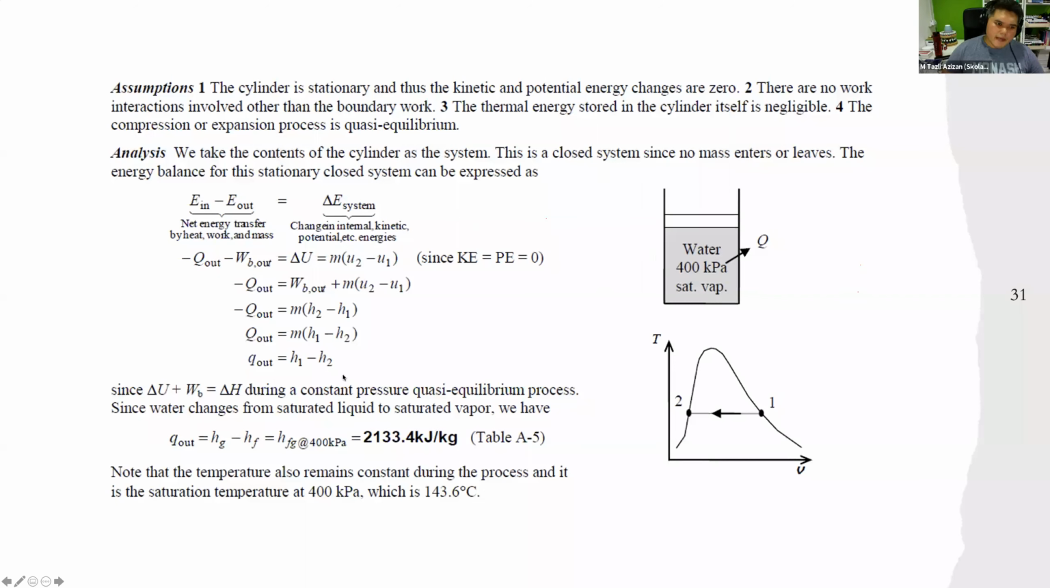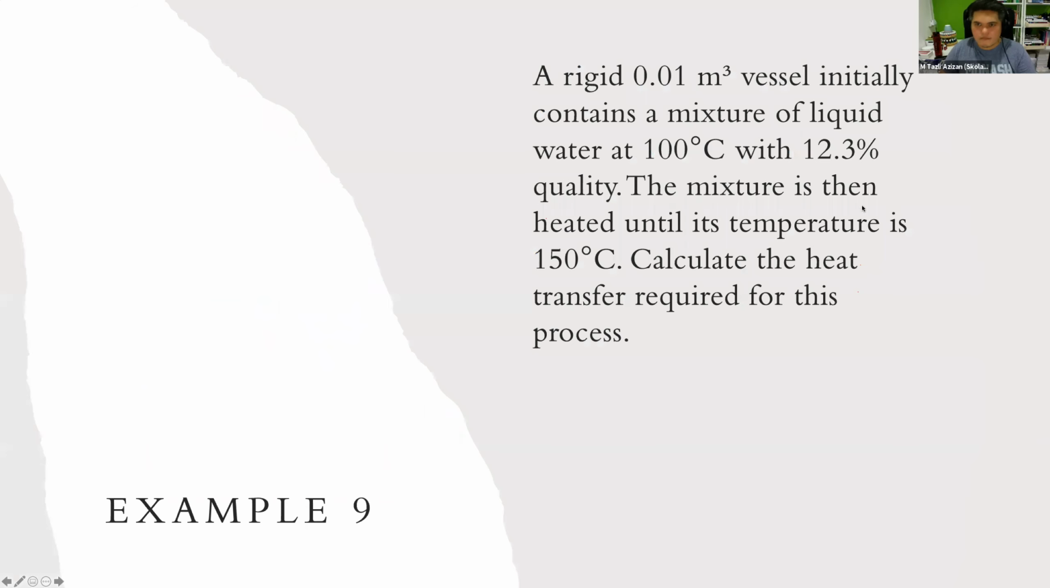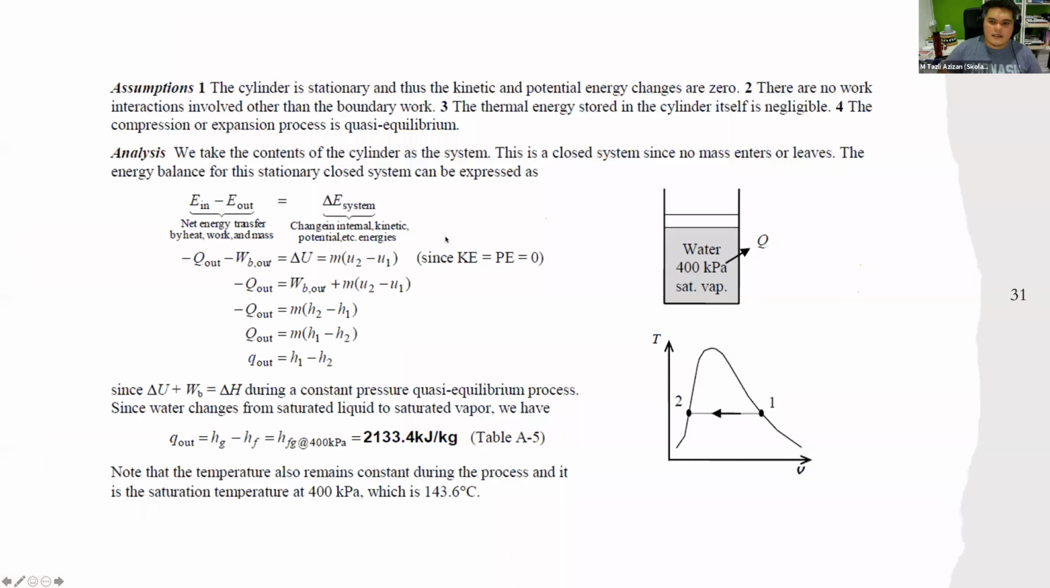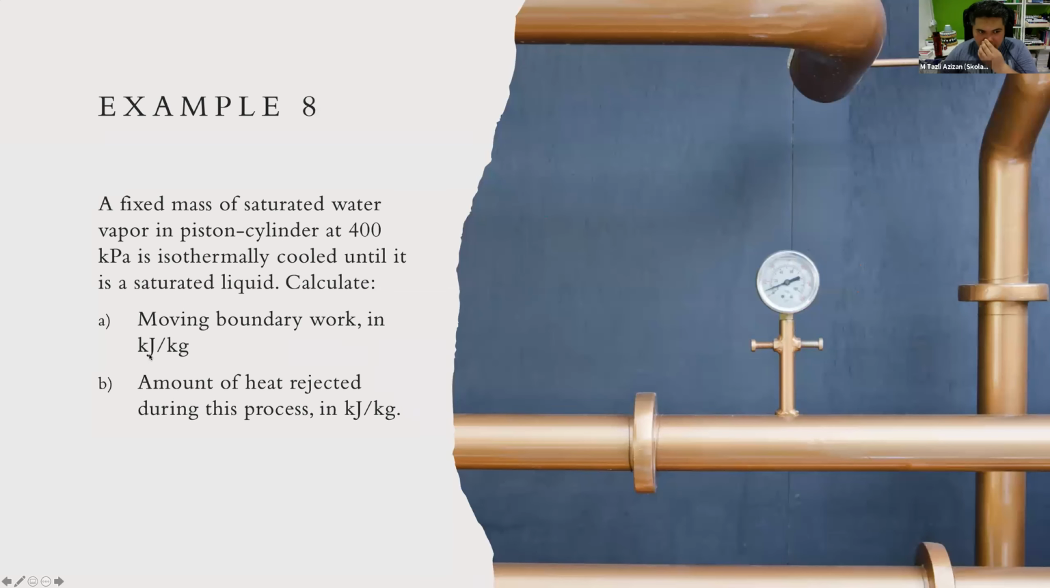So if we know the mass, then we will be able to know what the energy rejected here will be. And if we also know the mass, once we are informed of the mass, we can also determine what the moving boundary work here will be.